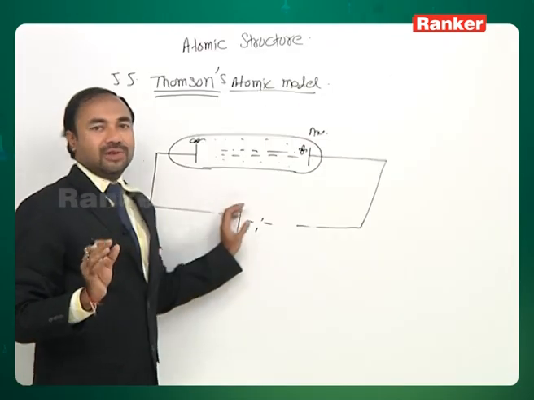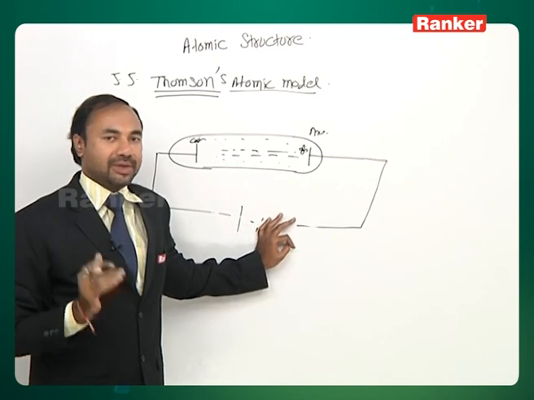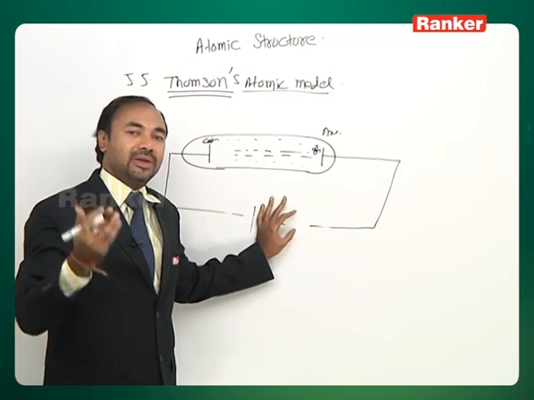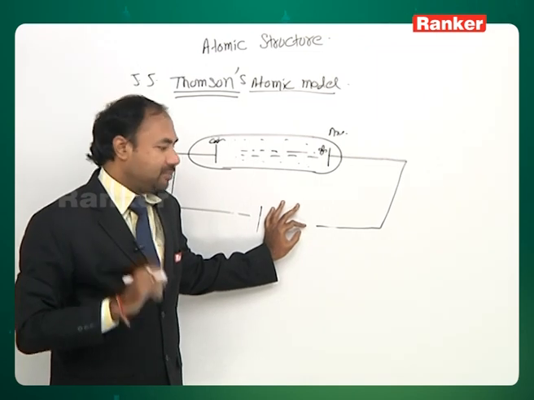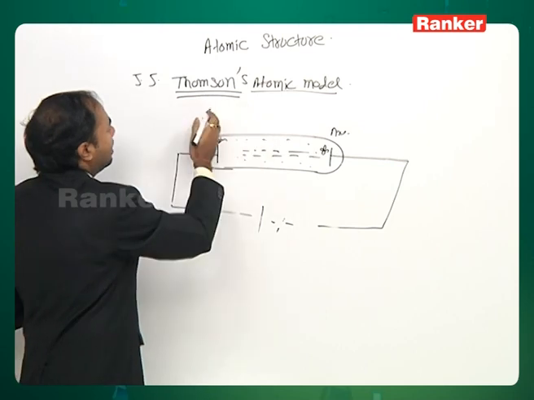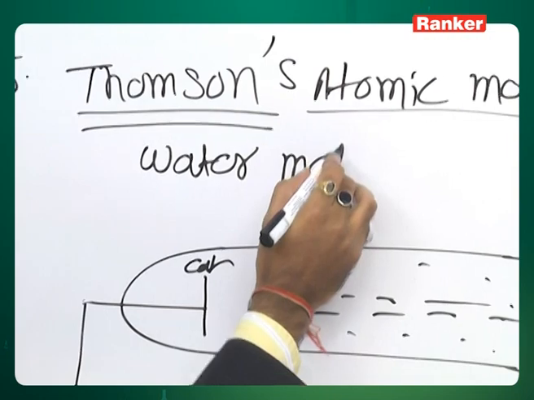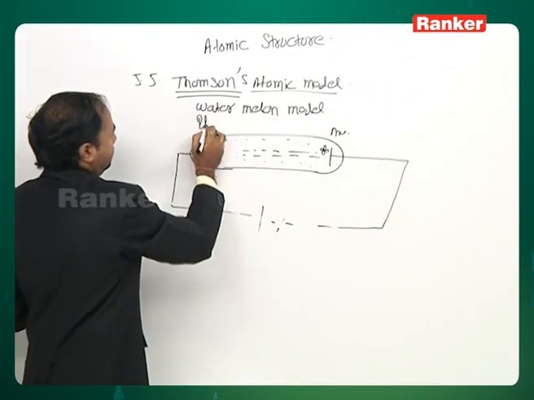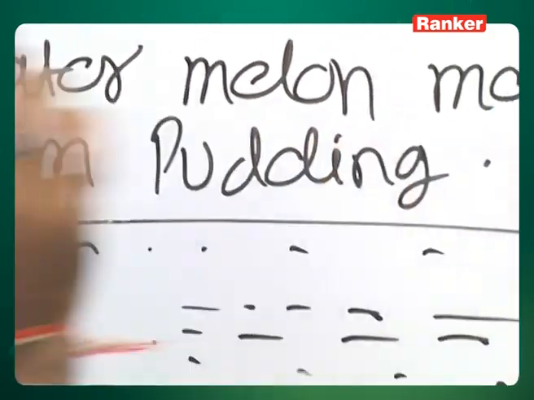One thing Thomson was sure about, that every species in this world is neutral, it is not charged. So what he said, if negative charge exists, he already predicted, then positive charge should also exist. Now, he gave one primitive model, which after his name is known as Thomson's watermelon model, also called the plum pudding model.